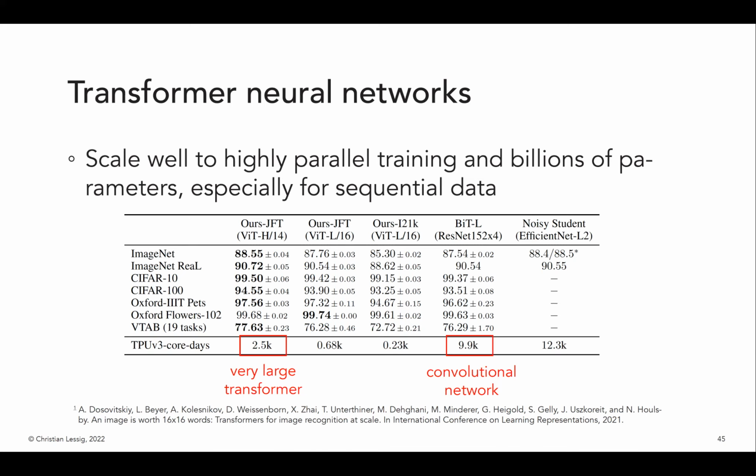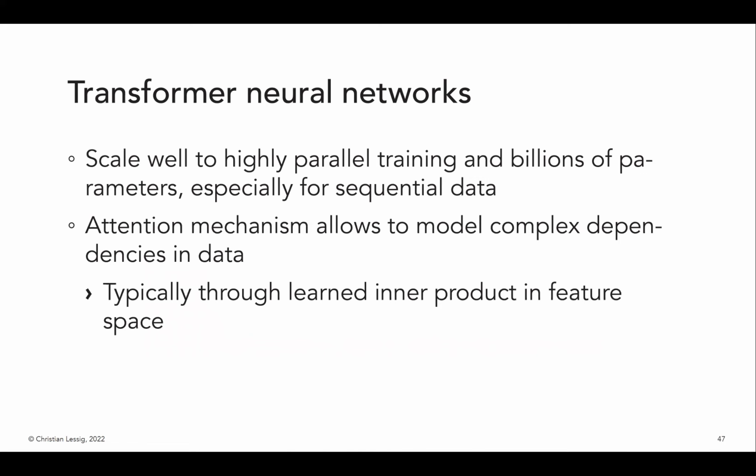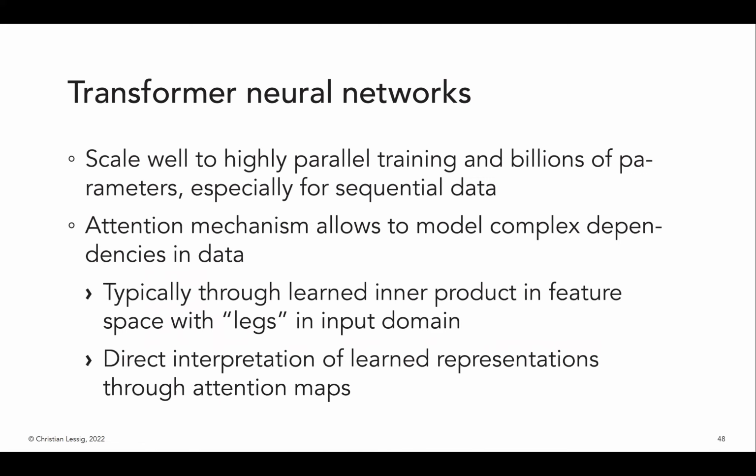They are easy to parallelize, and you can train them faster because in some sense they map better onto the standard GPUs used for training. And the second point, and that's something I find ultimately more interesting, is they are based on something called an attention mechanism that allows you to model complex dependencies in your data. And you typically do this through some learned inner product in feature space. And the point is here that these have legs in the input domain, and this allows you to directly interpret the learned representations.